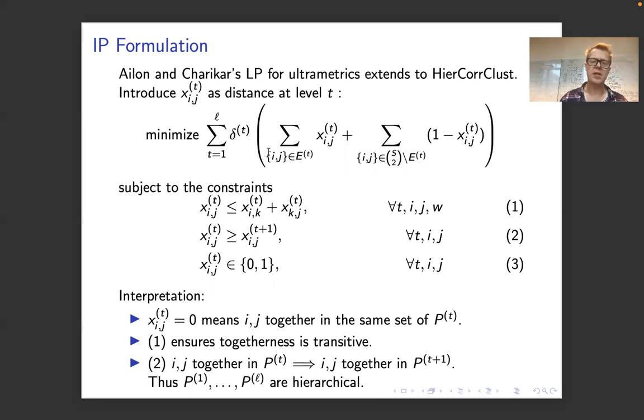That's a standard thing. If we have an edge from the input, then we pay 1 if the distance is 1, 0 otherwise. And conversely, if we have a non-edge from the input, then we pay 1 if the distance is 0. So we get an exact match. So this is just an IP formulation of the hierarchical correlation clustering problem.